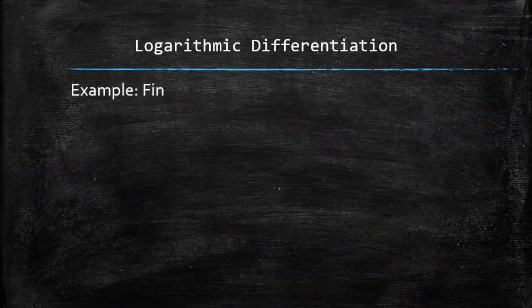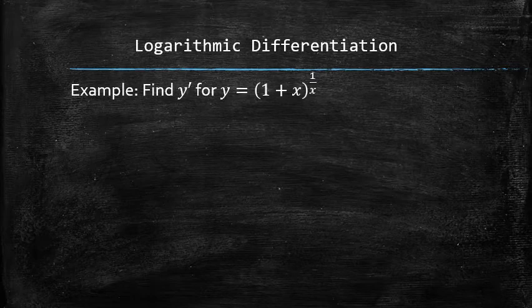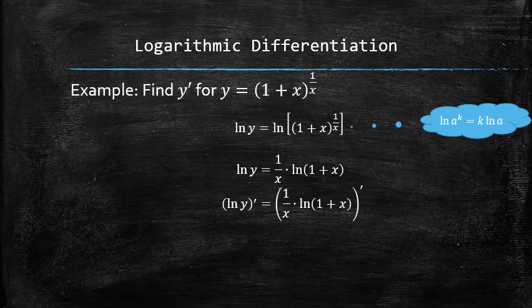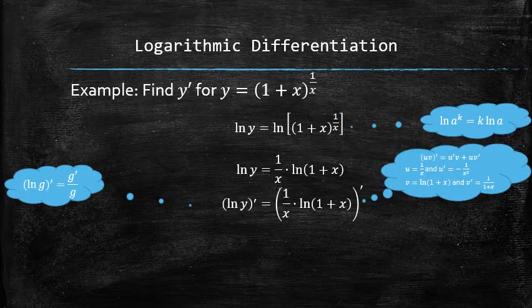Let's find the derivative of the following function. We apply the natural logarithm function to both sides of the definition of y. Using the properties of the logarithms, we can simplify the right-hand side. And now we can differentiate both sides of the equation with respect to x. Using the rules of differentiation, we obtain the following result.